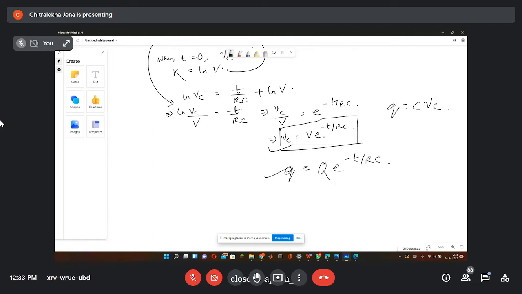Similarly, what will be the equation of the current? Tell me. Can anybody find out the equation of the current? Find out what is the equation of the current. Tell me, what will be the equation of the current?